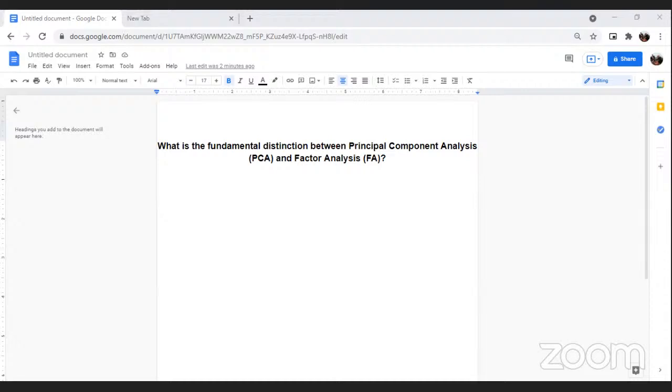So the main difference between principal component analysis and factor analysis is that factor analysis is used to specify the variance between factors, whereas principal component analysis is used to describe the covariance between the factors, or the components, or the variables.